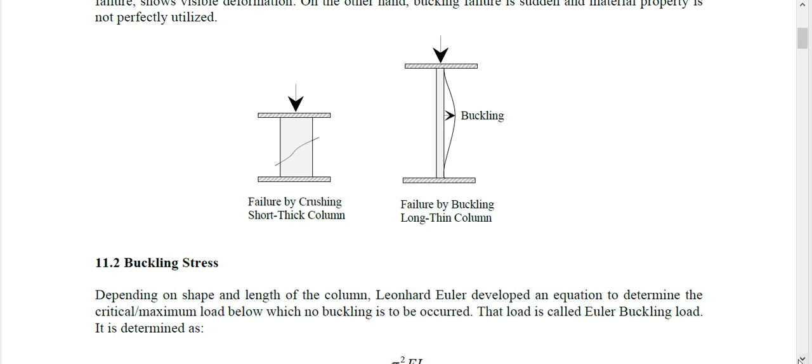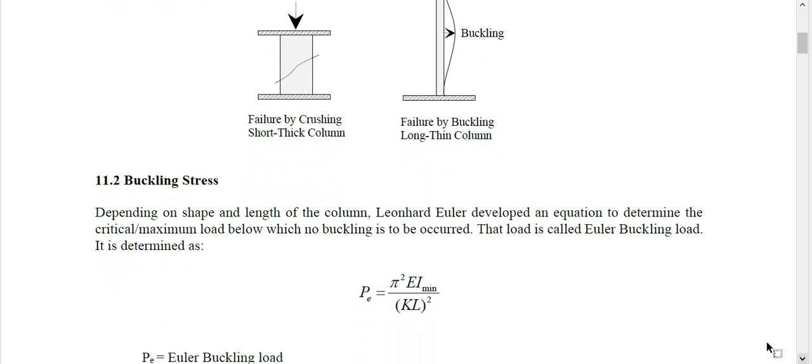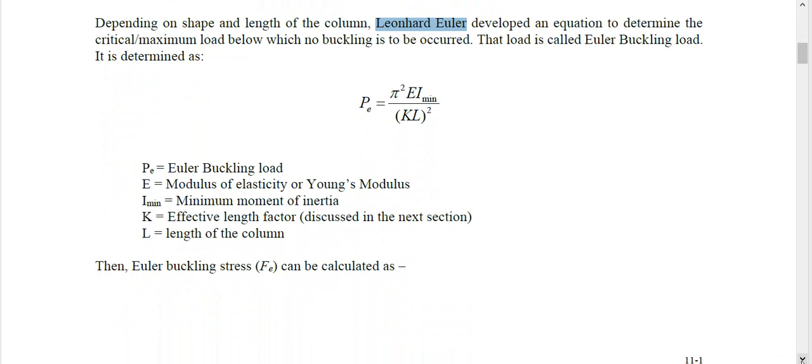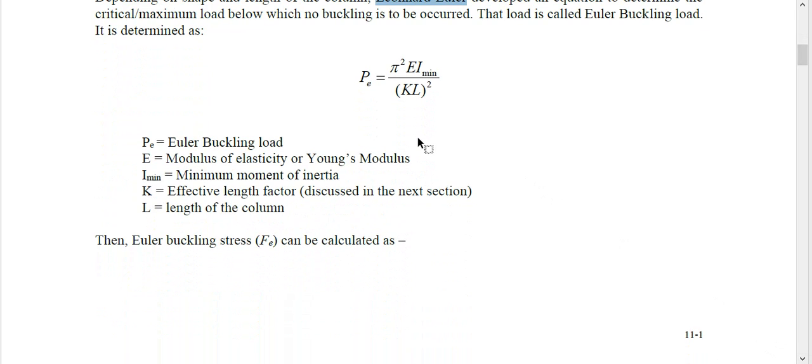So there is an equation developed by Leonard Euler. Leonard Euler developed an equation which is called Euler equation. This equation has two forms. One is with load. Here P_E is Euler buckling load, equal to pi squared E I minimum over (KL) squared. So what is E? Modulus of elasticity. What is I minimum? I minimum is moment of inertia, the minimum one.